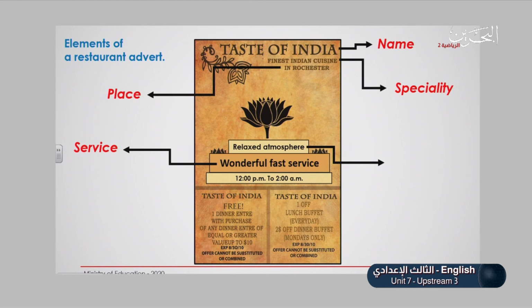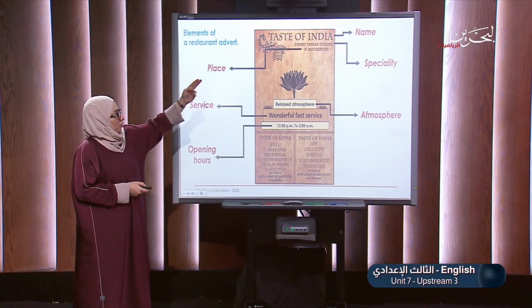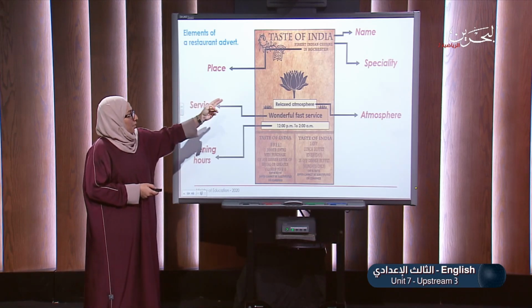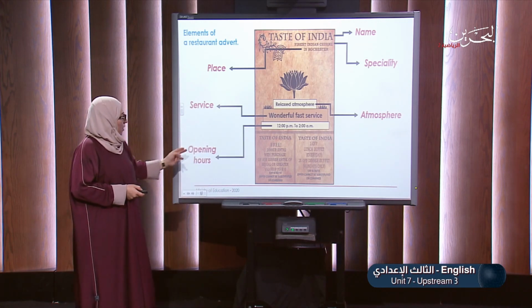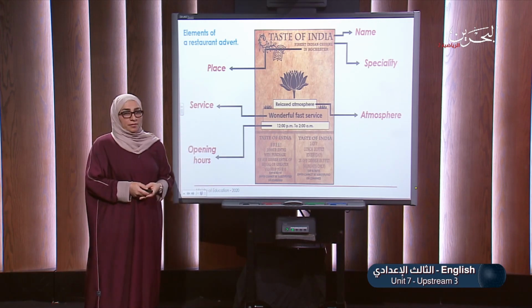Service. Atmosphere, the place. You describe the atmosphere of the place, as for example here, it's a relaxed atmosphere. Opening hours. These are the elements. As we say, these are the elements of a restaurant advert: name, place, specialty, service, atmosphere, opening hours.